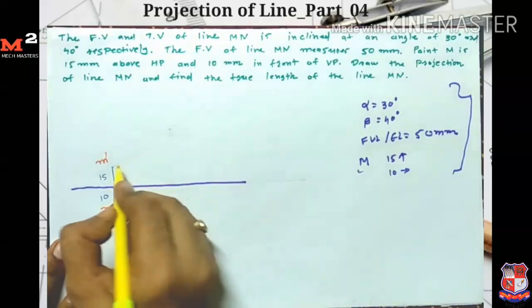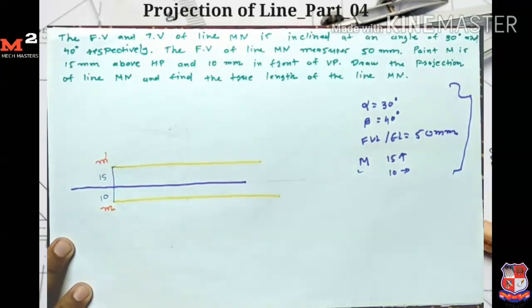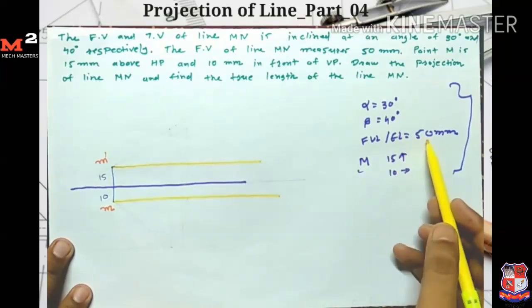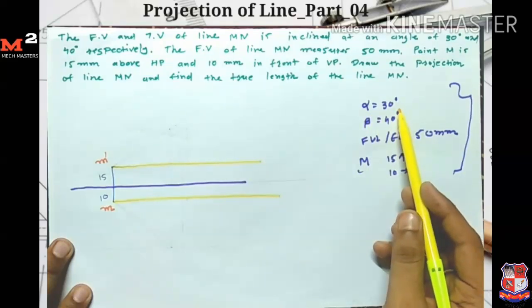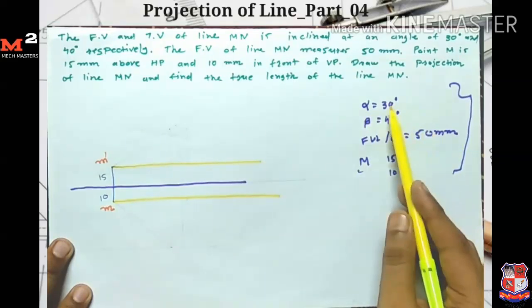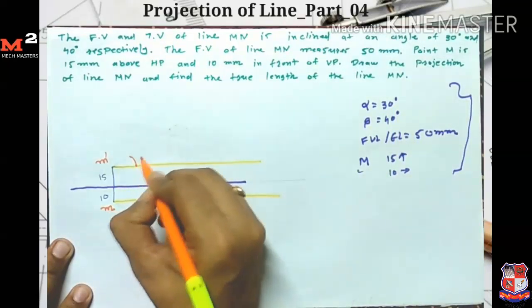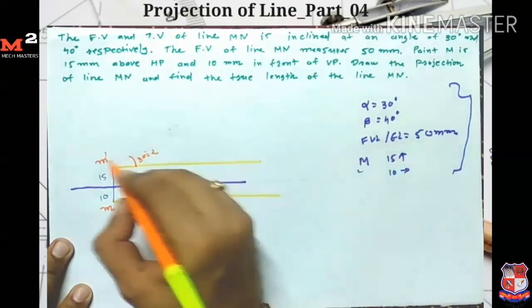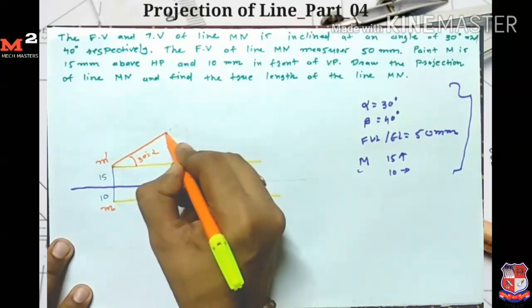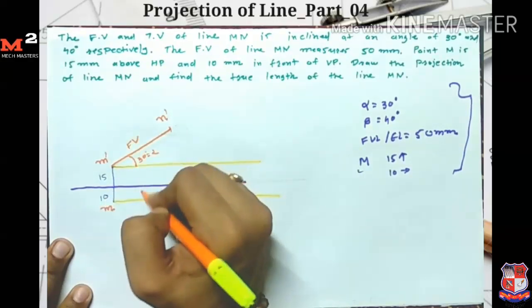Okay, so first I draw the locus. This is the locus for M dash and this line is the locus for point M, because we first find the four loci. Now here the front view length is given, 50 mm, and the angle made by the front view length is 30 degrees. So I take 50 mm length at an angle of 30 degrees, this alpha. I draw one line at an angle of 30, so here I get my point N dash. So this is my final front view.